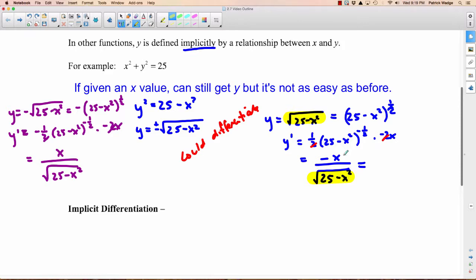Square root of 25 minus x squared, square root of 25 minus x squared, and we said it was equal to y. So what we can actually do here is we can say that it's equal to negative x over y. This is what we get.